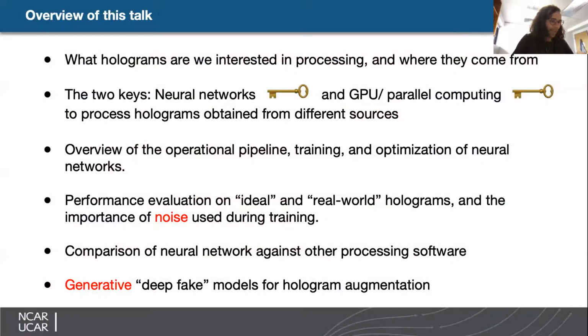So I just have a relatively brief overview slide here, just to give you an idea of where I'm going to go with this talk. The first couple of slides are going to mostly deal with what kind of holograms we are interested in processing, where they come from, and what's in them. And the other key that I'll introduce briefly is how we are going to do it. There are two components to our approach to processing holograms. As you can see listed here, the first key is neural networks, leveraging those as part of our framework, and also GPU and parallel computing. These are the main ingredients that are going to go into basically everything I'm going to show you today.